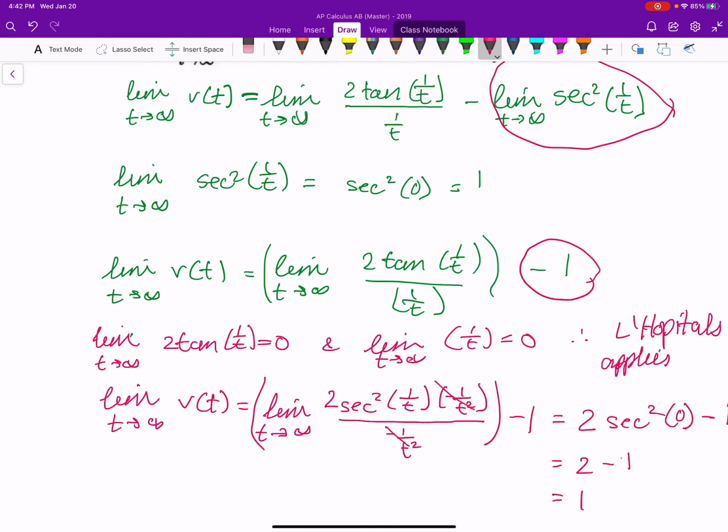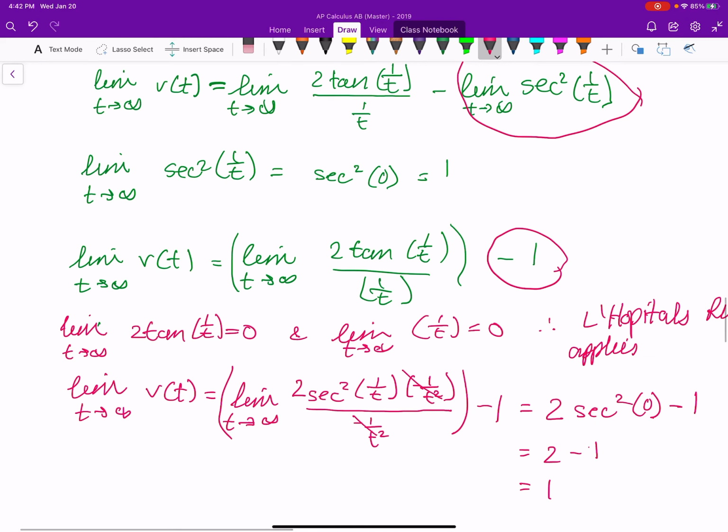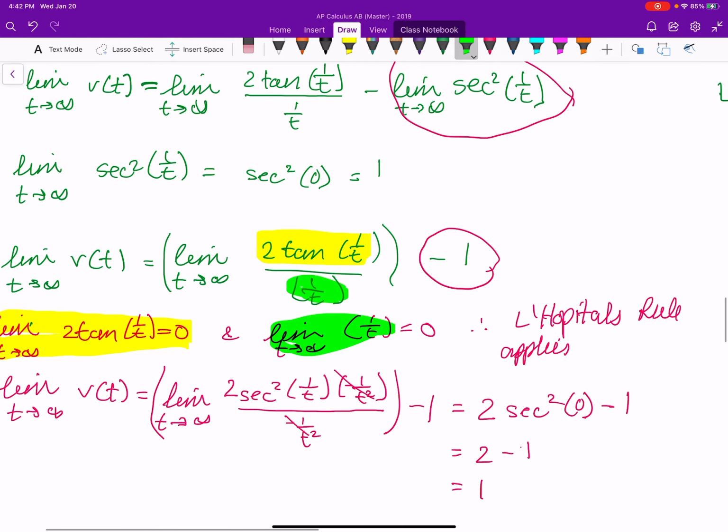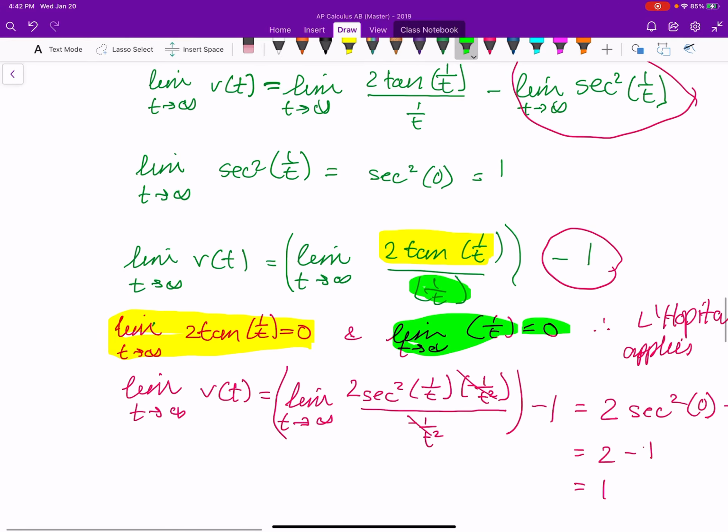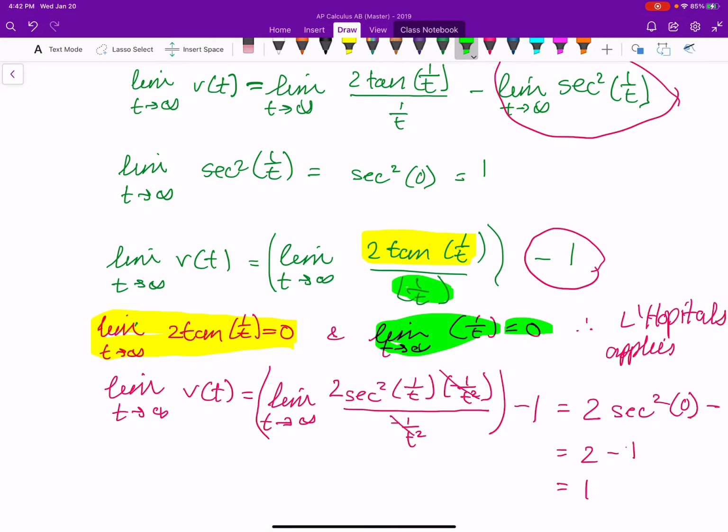And I changed over to red. For me to use L'Hopital's rule, I have to establish that it applies. So I need to take the limit of the numerator, that's this one here, and the limit of the denominator, that's this one here. I have to show that each of them are equal to 0 or both of them approach infinity, and then state L'Hopital's rule applies. And then we can take the derivative of the numerator and the derivative of the denominator. And in this case, it works out nicely.